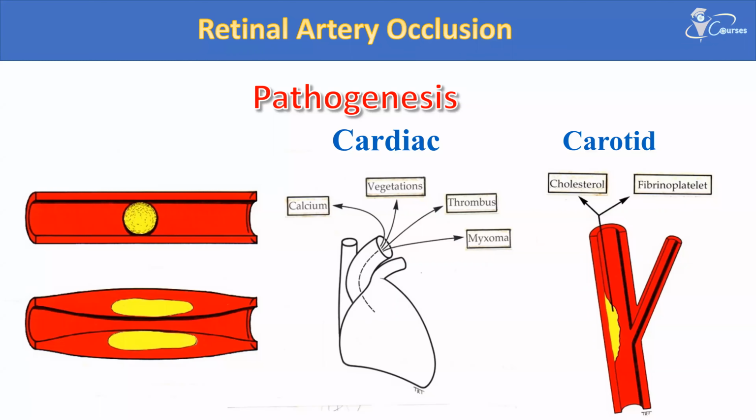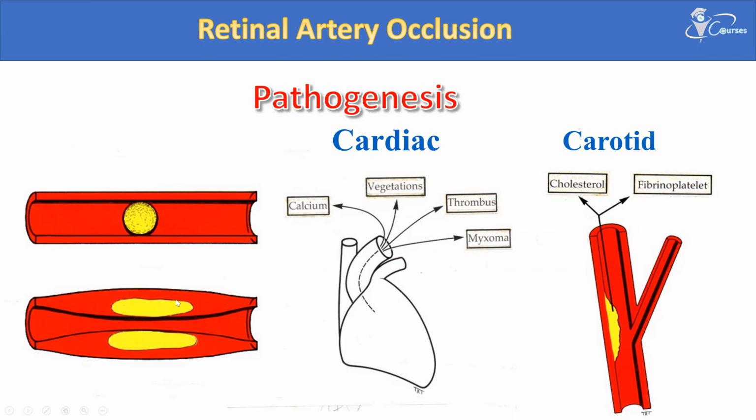The other source of embolus can be from the carotid artery. So there is a carotid atheroma. There are cholesterol deposits in the carotid artery, and these deposits can cause narrowing of the carotid artery, which will lead to another disease called ocular ischemic syndrome. We will come to this later. And plaques from the cholesterol, or fibrinoplatelet plaques over the cholesterol plaque, will detach, leading to occlusion of the retinal artery. So this will result in a thrombus.